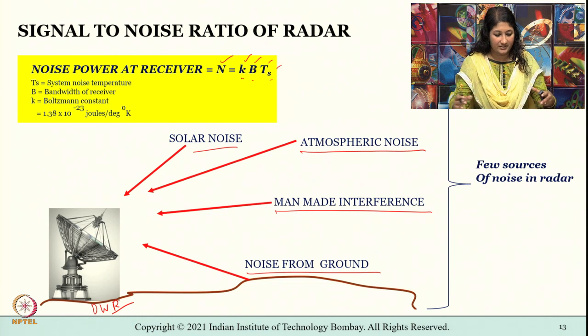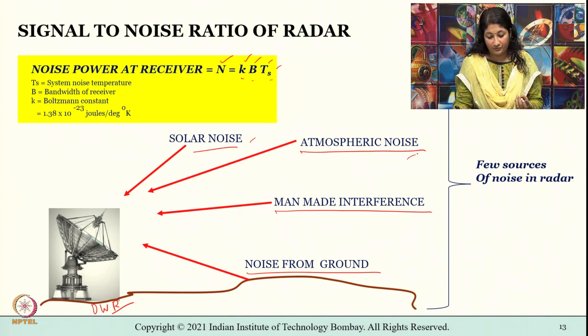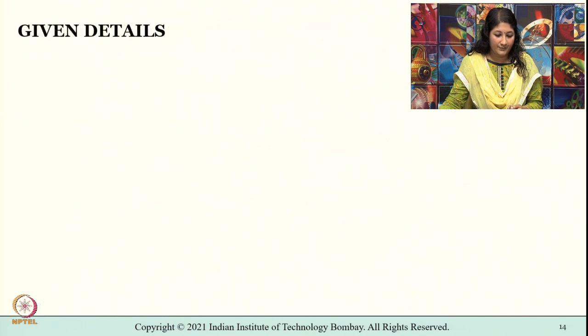Okay? So we are discussing the signal to noise ratio of radar here, and that is when I mentioned that there are a few sources that contribute to noise in a radar, which can be solar noise, atmospheric noise, man-made interference, or noise from ground. These are just a few sources that contribute to noise, and we need to account for that in the relationship as well whenever we are trying to estimate the signal to noise ratio of a radar. Okay. So let us move forward.